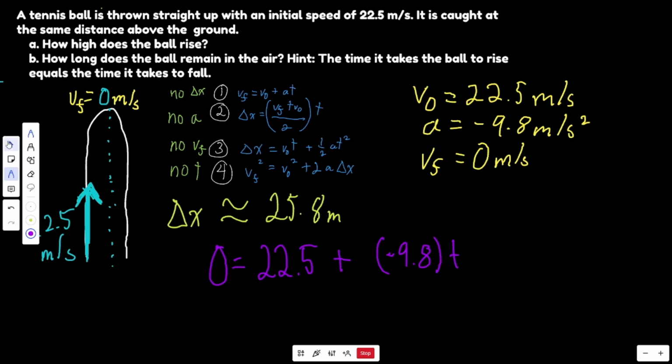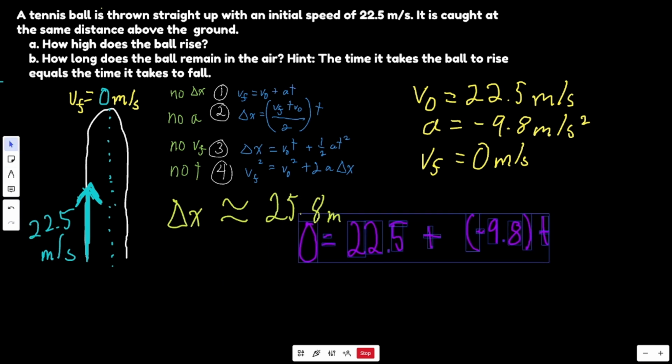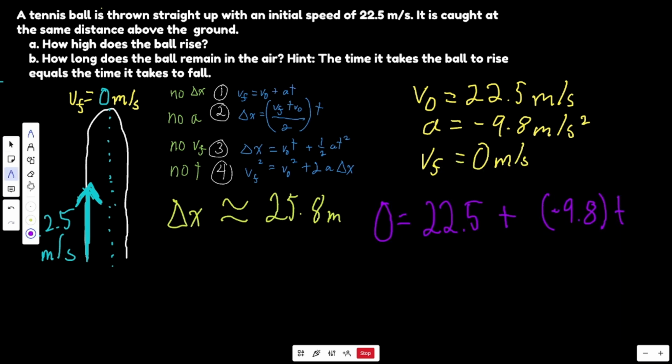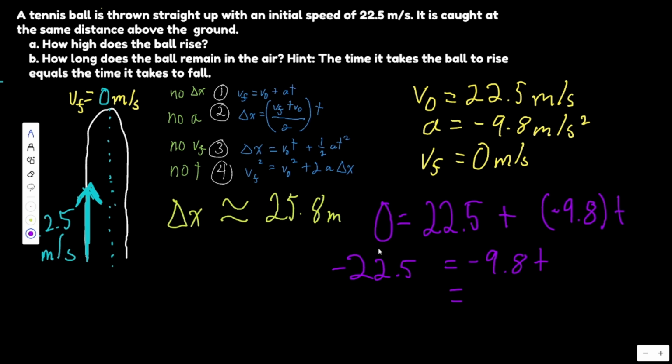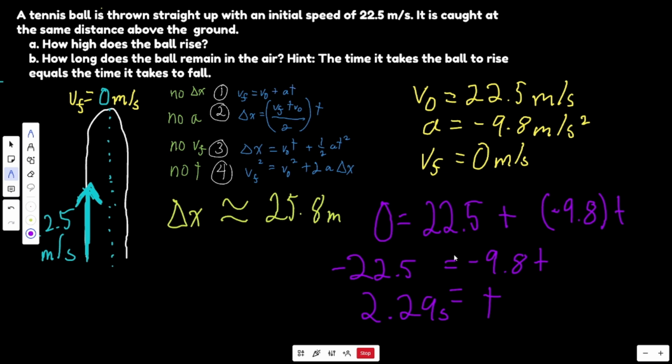So now what do we do? We just do algebra once more. Moving this here, we'll get negative 22.5 on the left is equal to negative 9.8 times time. Divided on both sides, we'll be getting 2.29 seconds is our time, and actually it's 2.295, so let's round off to 2.30 seconds.